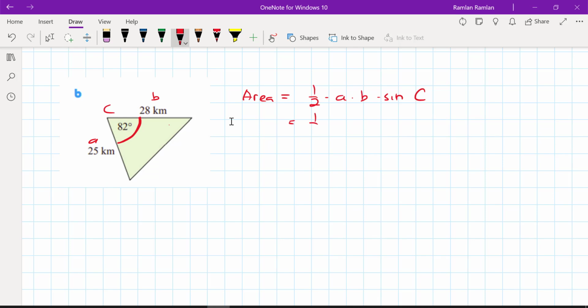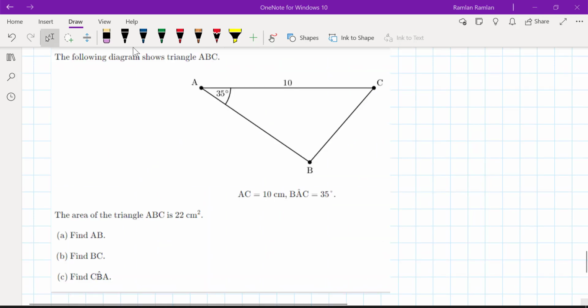So just plug in all of the numbers. That's it. So there'll be 25 and then 28, and then sine 82, and then just put all of them into the calculator, and that will be equal to 346.5938241, or to 3 significant figures, that will be 347 in kilometers squared.